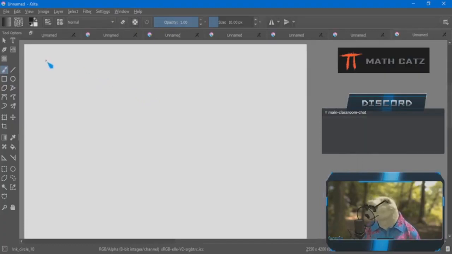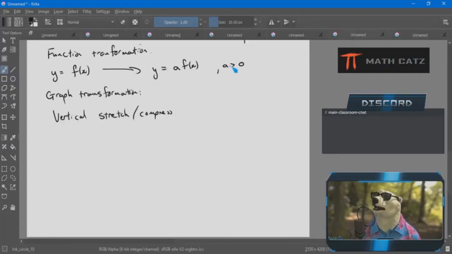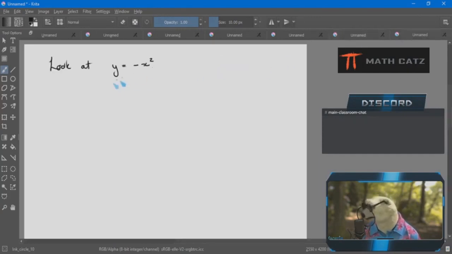But you'll notice it's always function first. Graph is a result of that. Now let's look at y equals negative x squared. I like to separate the sign from the number I multiply in front, and we'll see why in a second. So we're going to start, of course, with our basic familiar parabola.